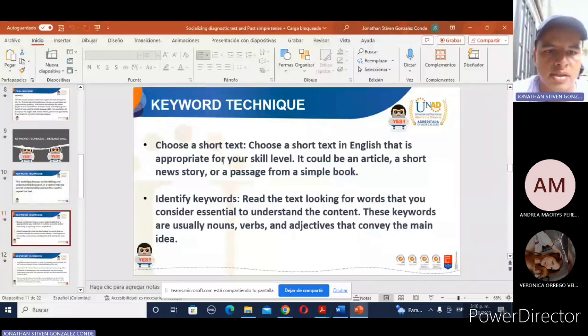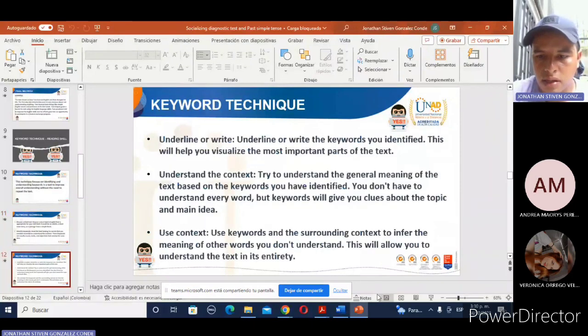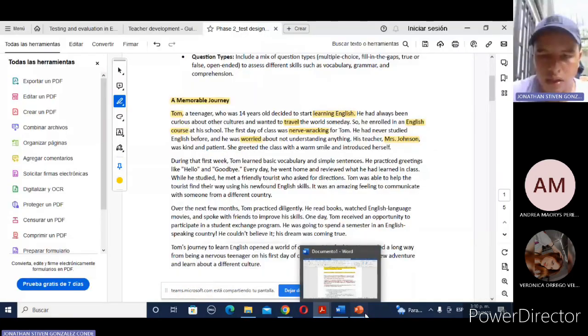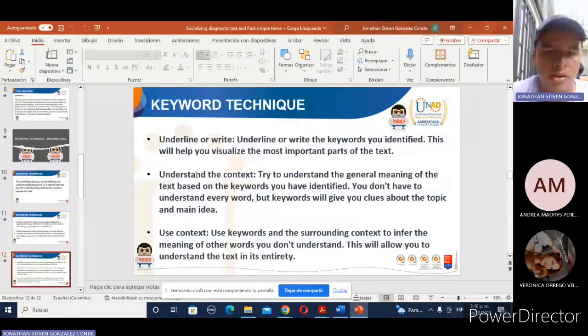Remember, choose a short text and identify key words. Okay, so the next, underline or write the keywords you identify. This will help you visualize the most important part of the text. We already did. Okay, the next one is understand the context. Try to understand the general meaning of the text based on the keywords you have identified. You don't have to understand every word, focus on that, but keywords will give you clues about the topic and main idea.